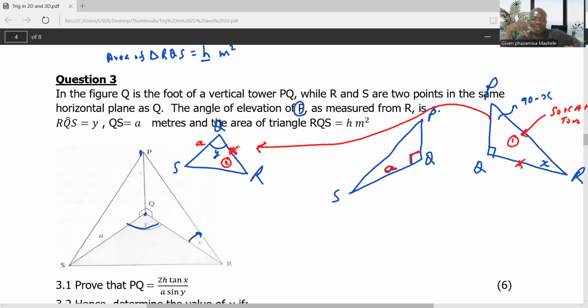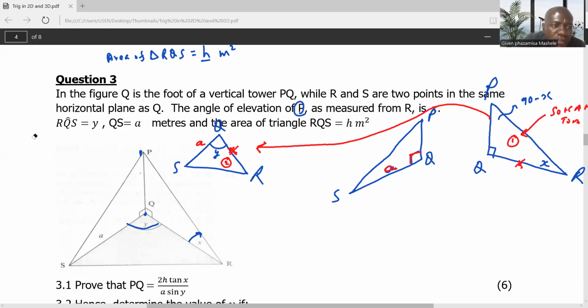Now, what does the question say? It says, prove that PQ is equal to 2H tan X divided by A sin Y. Let's check. PQ, where is PQ? In which triangle? In this triangle. PQ is there. In this triangle where we have PQ, does it have the H? No, the H is not there. What is this H? The H is the area. So in our calculation, we must use the property for an area.